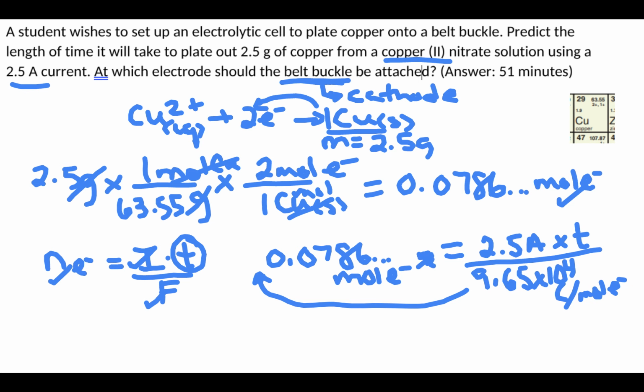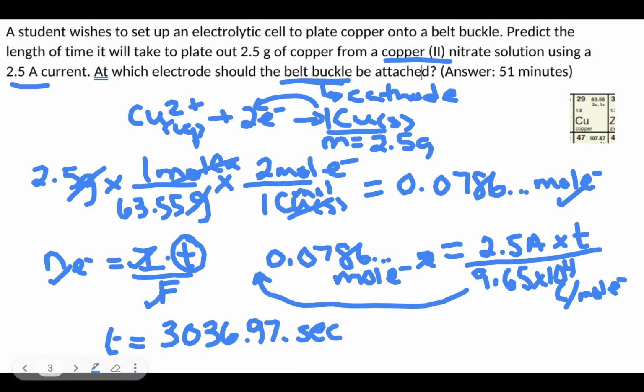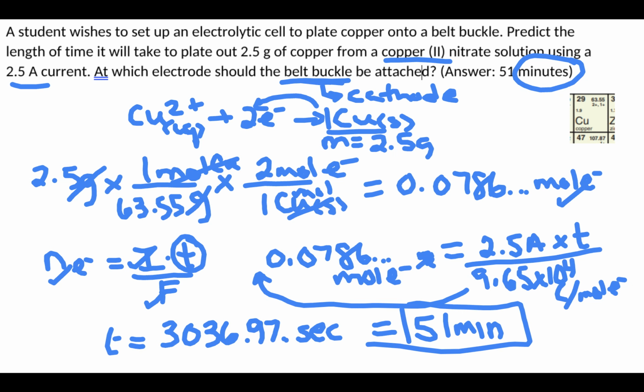So let's go ahead and do that. Times 10 to the power of 4, and we want to divide that by 2.5. So for time, once you isolate it, I'm getting the value 3036.97, and again, that value can keep going, and it's in seconds. When I go to look at my answer given is in minutes, so to make that conversion, I have to divide my seconds by 60, and to turn it into minutes, I would get 51 minutes, and that is what I wanted to see. So that's our first one.